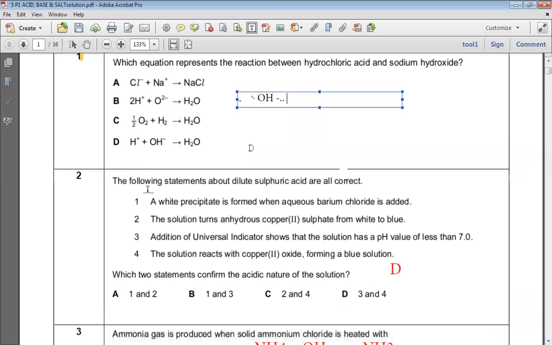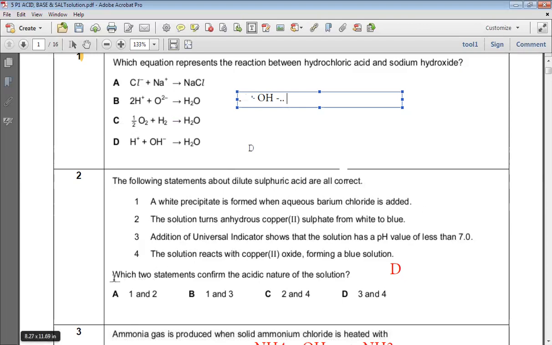Question number 2 is related to the chemical properties of sulfuric acid. The following statements about dilute sulfuric acid are all correct, no doubt. 1, 2, 3, 4 all are correct, because sulfuric acid when reacted with barium chloride produces a white precipitate due to the presence of sulfate ion. The solution turns anhydrous copper(II) sulfate from white to blue. So this statement is also correct.